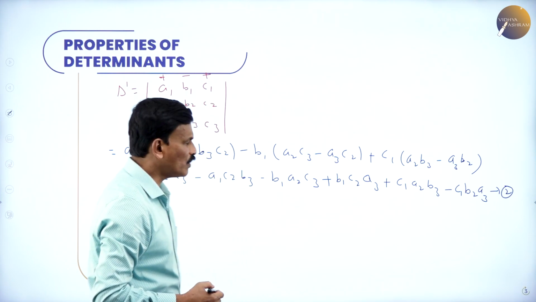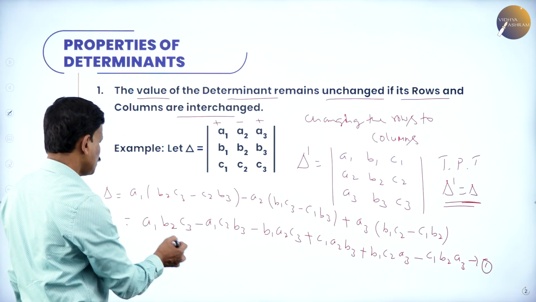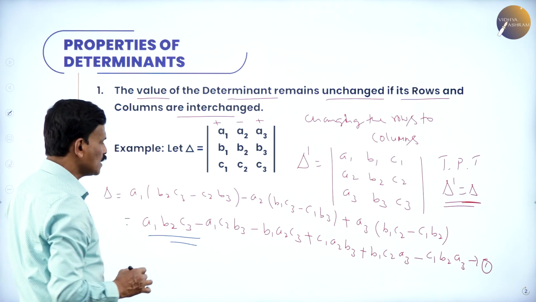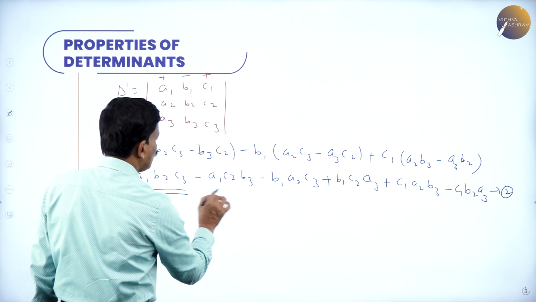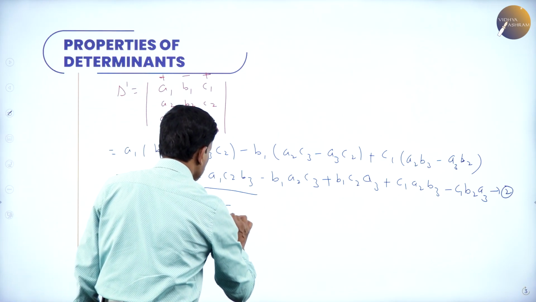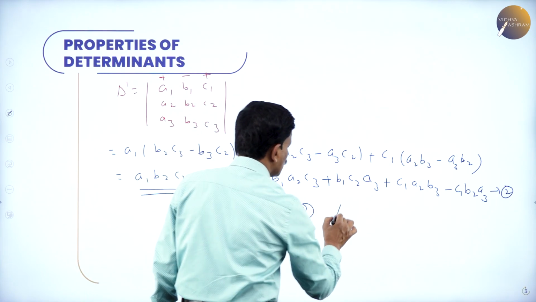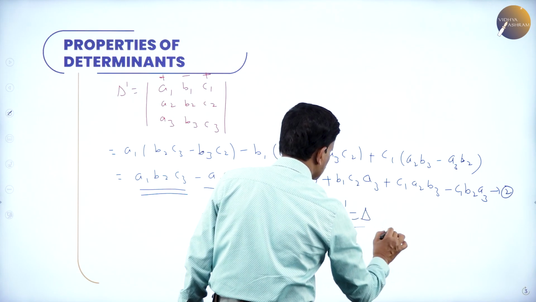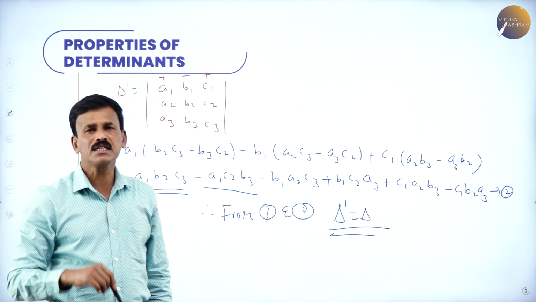Now observe equations 1 and 2. The same terms appear in both. So from 1 and 2 we can say that delta dash is equal to delta. That means the value of a determinant remains the same.